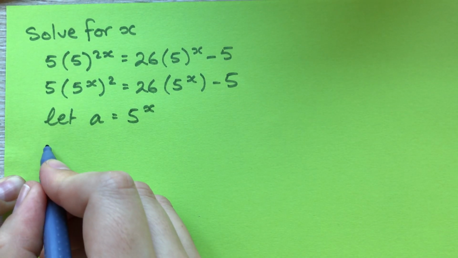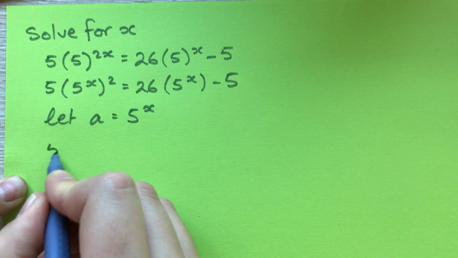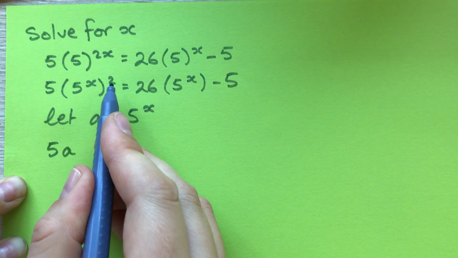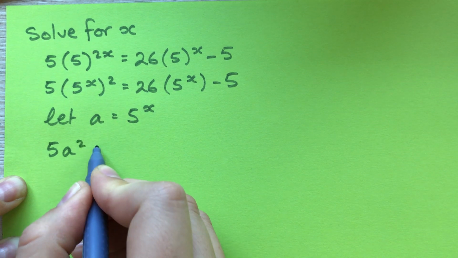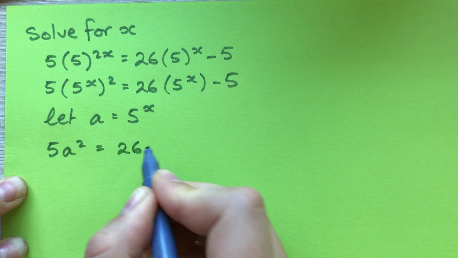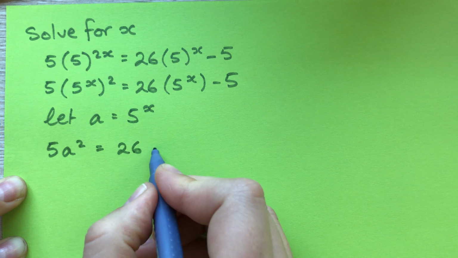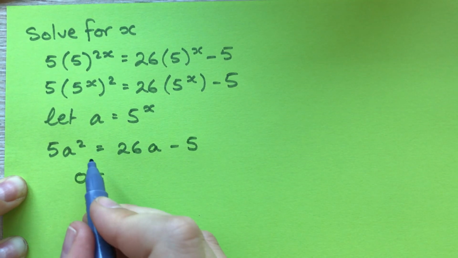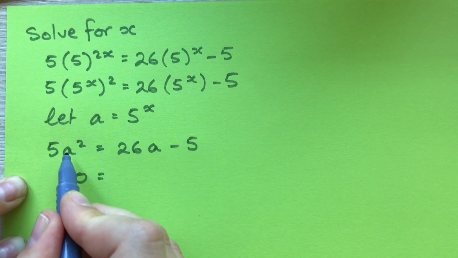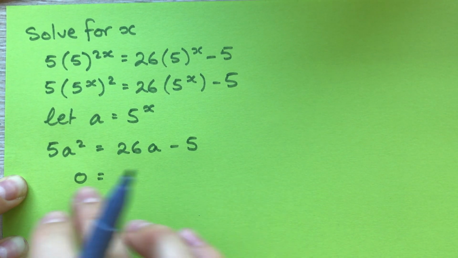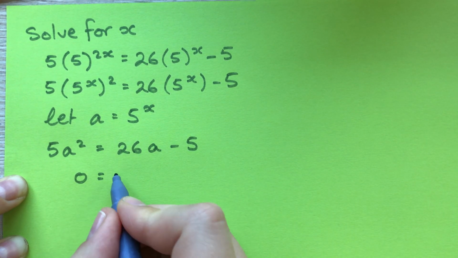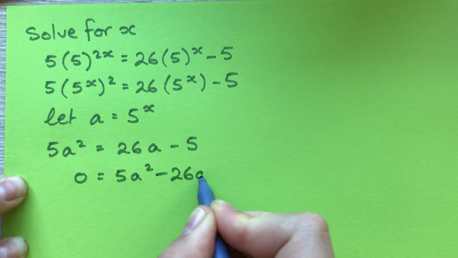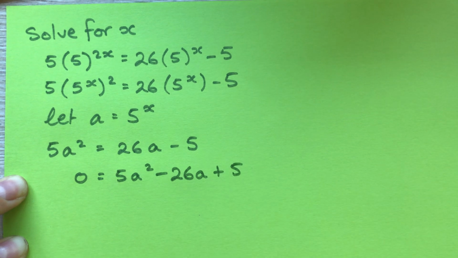So this equation becomes 5 times a squared, because of this 2, 26a minus 5. Alright, this is just a quadratic that we can solve for. I'm going to bring all of that over to this side, but I like to have my zeros on the left. So here we go.